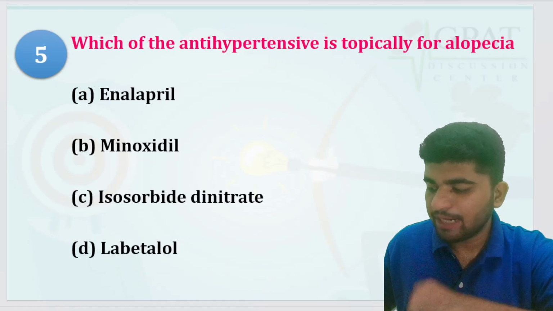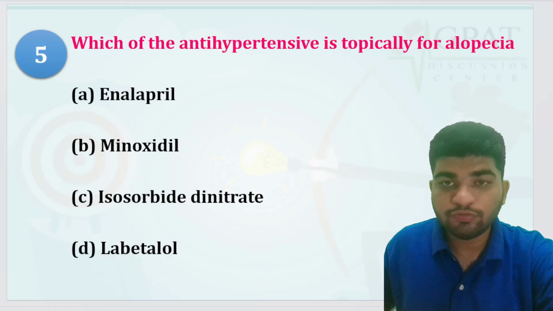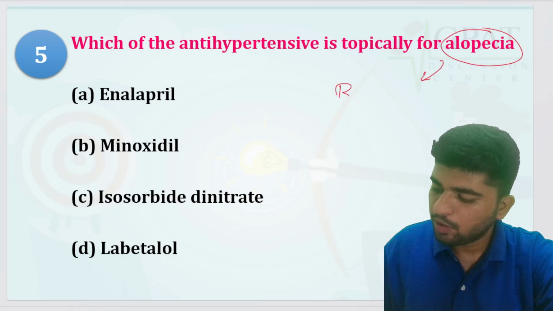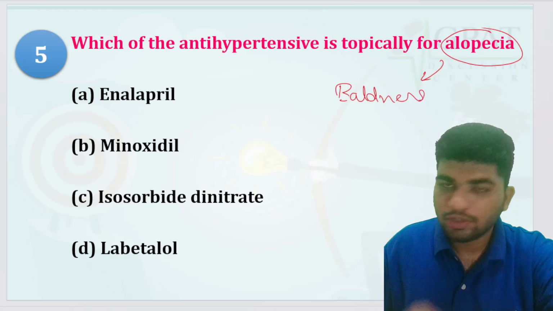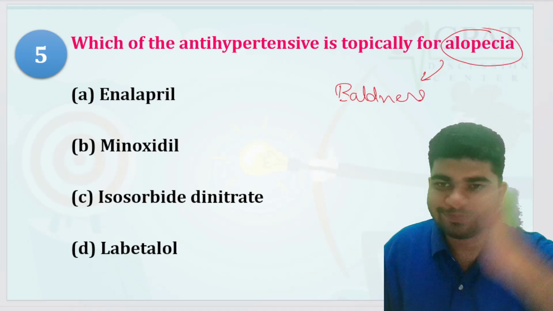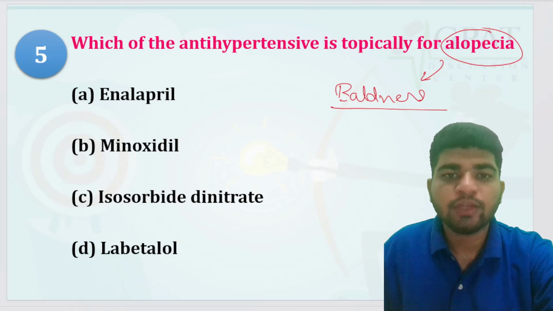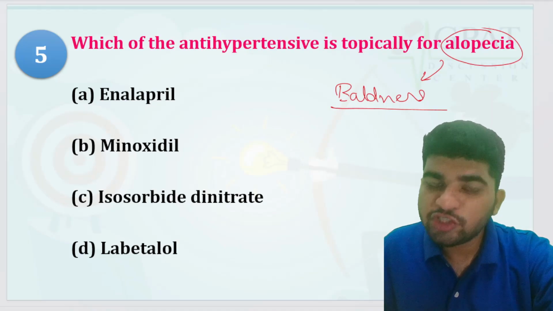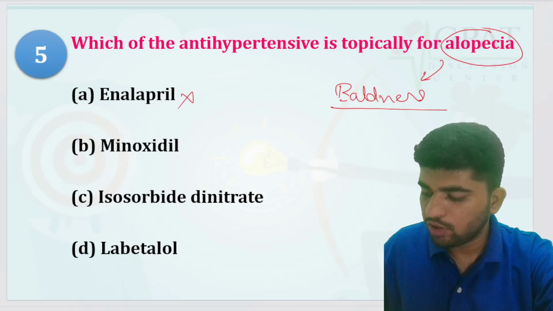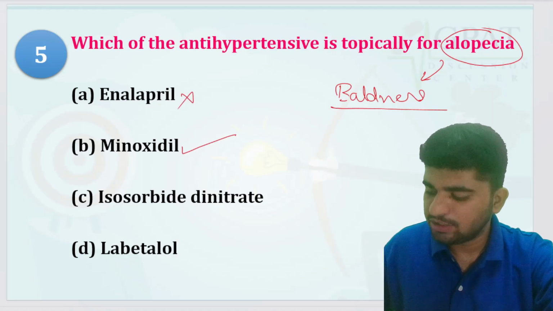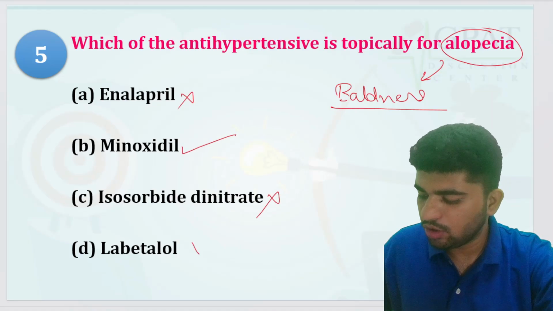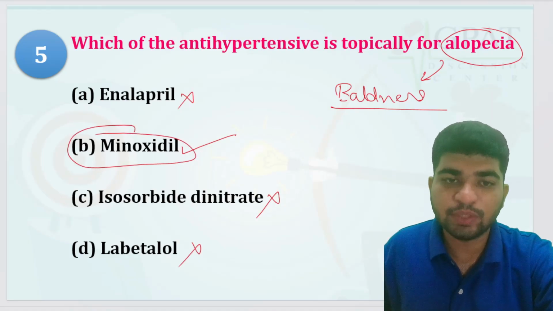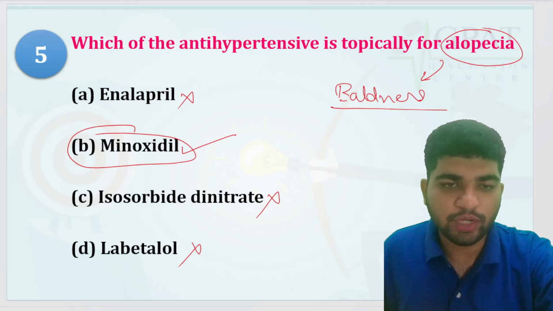Which of the following antihypertensives is topically used for alopecia? What is alopecia? Alopecia is baldness, no hair at this area. That is baldness. Which antihypertensive is usually given for alopecia? Enalapril? No. Minoxidil? Yes. Isosorbide dinitrate? No. Labetalol? No. Minoxidil is very common these days because, let me tell you a story.